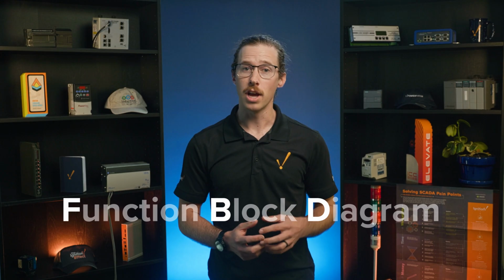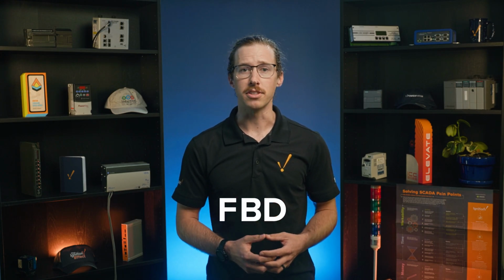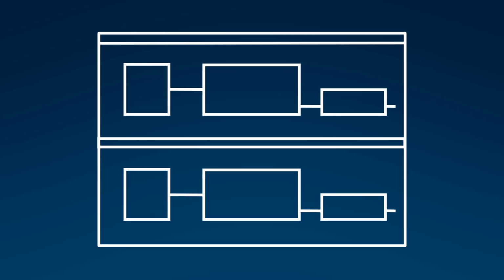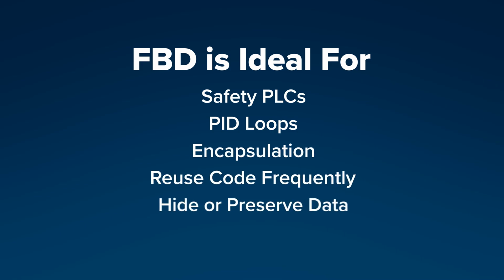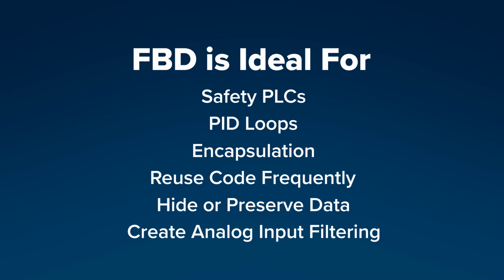Function block diagram, or FBD, is another popular graphical PLC programming language that consists of various kinds of blocks that have inputs and outputs. Devices connected to the PLC can be linked to an input, and variables can be sent to an output. Additionally, blocks connect to each other. The output of one block can feed into another block's input. These blocks are what define the functions of a system. The FBD language is relatively simple, though it does require some training to use. It's a great choice for safety PLCs, PID loops, and when you need to perform encapsulation, reuse code frequently, hide or preserve data, or create analog input filtering.